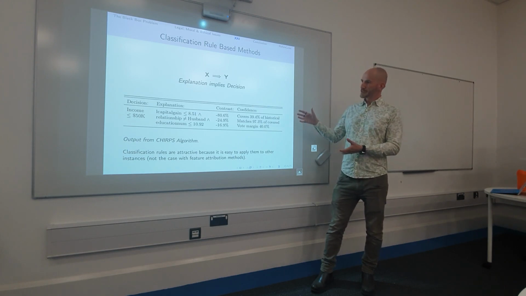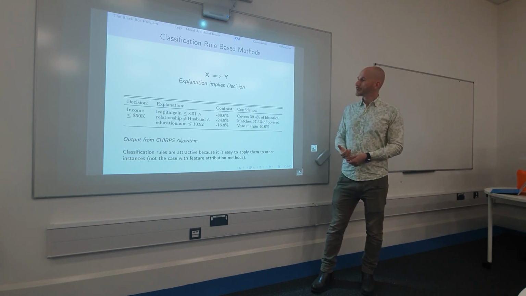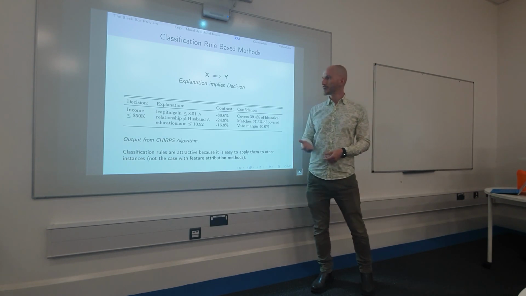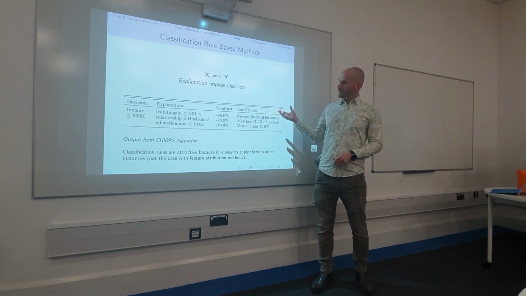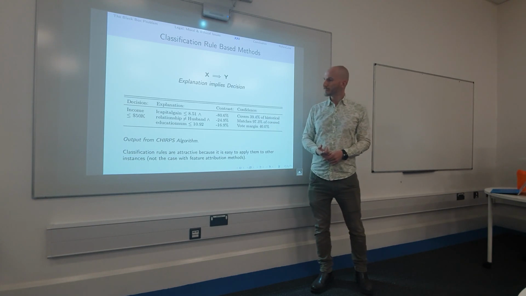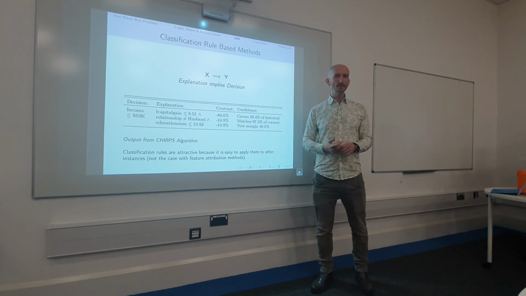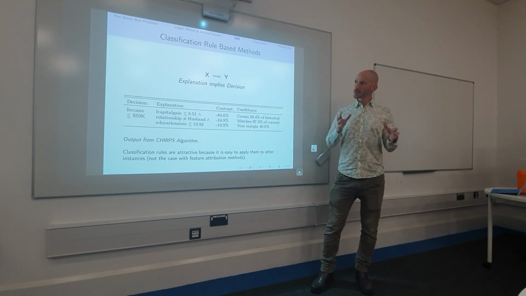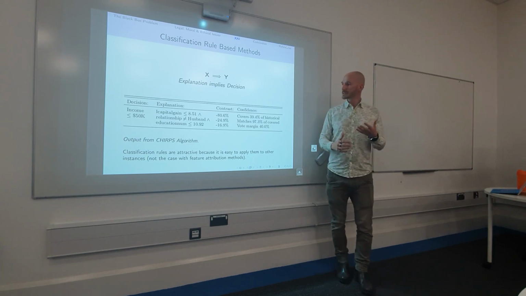We can take this rule and use it again. We can apply this rule to any other instance that matches, with a very good likelihood that we're going to have a correct explanation. That's the advantage of using classification rules. I'd say the additive feature attribution methods lend themselves much more to intuitive visualizations, whereas classification rules are better because we can apply them across lots of different instances.